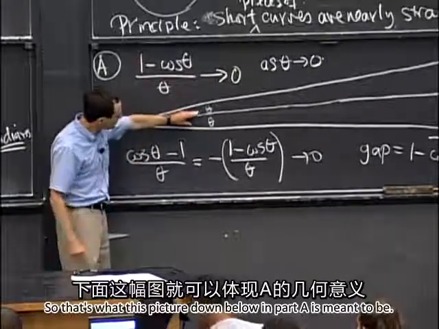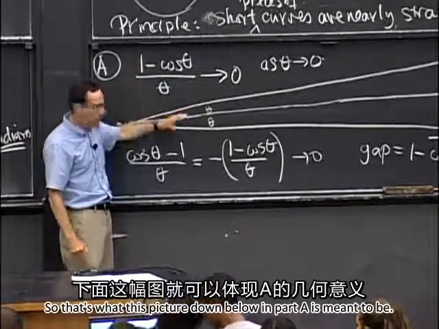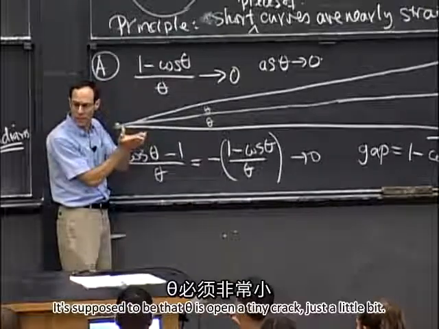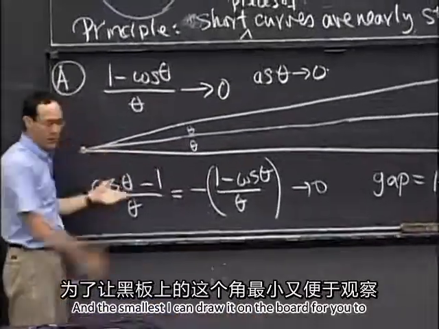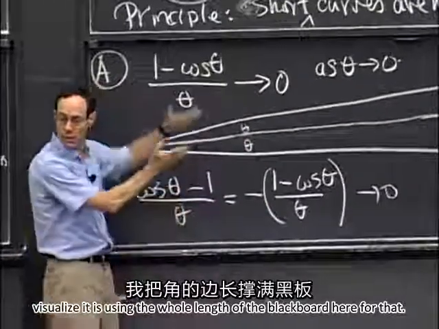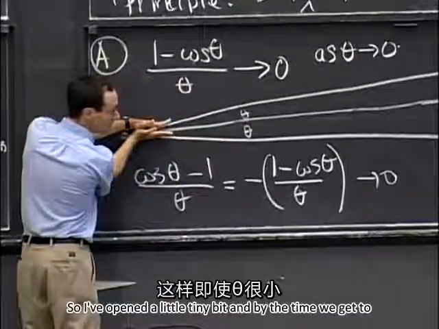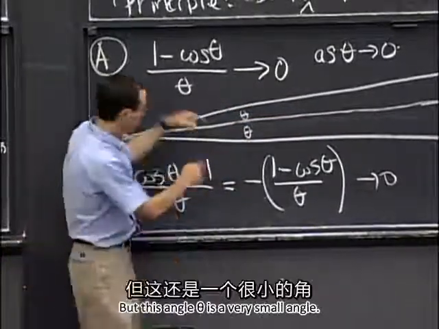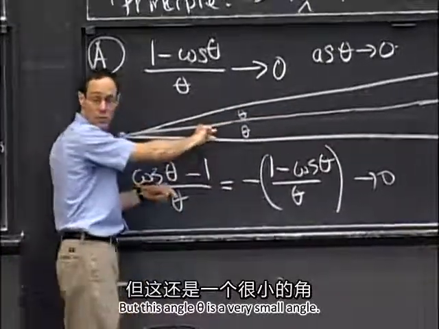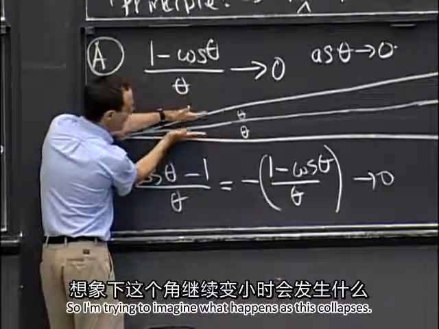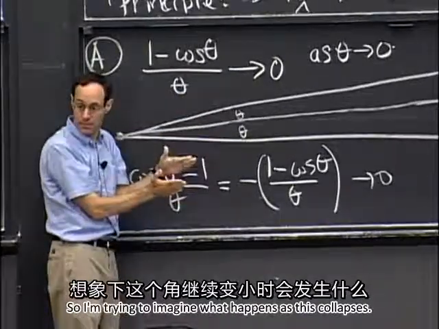So that's what this picture down below in part A is meant to be. It's supposed to be that theta is open a tiny crack, just a little bit. And the smallest I can draw it on the board where you can visualize it is using the whole length of the blackboard here for that. So I've opened a little tiny bit, and by the time we get to the other end of the blackboard, of course, it's fairly wide. But this angle theta is a very small angle. All right, so I'm trying to imagine what happens as this collapses.